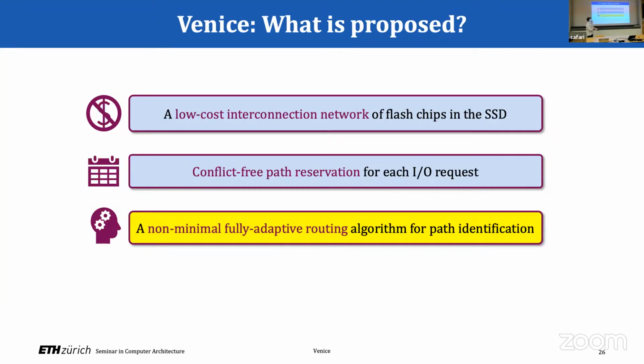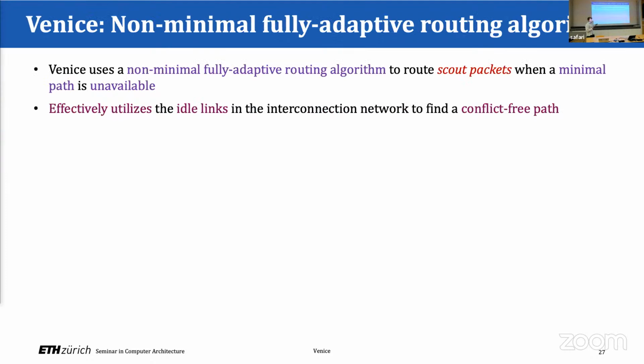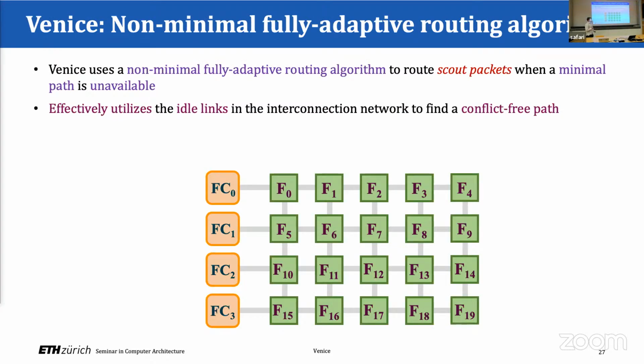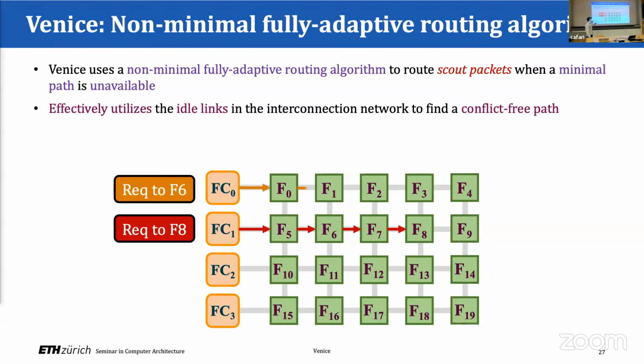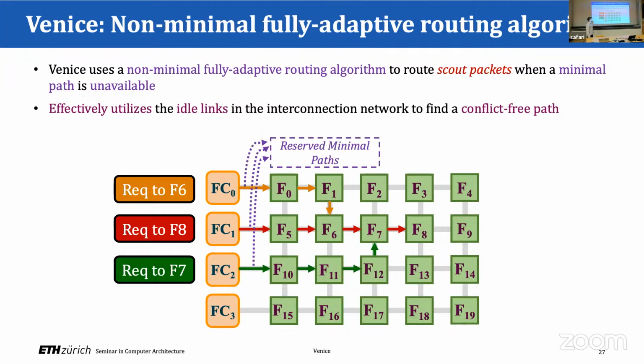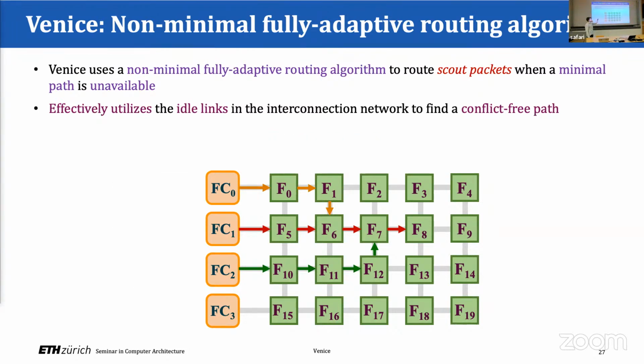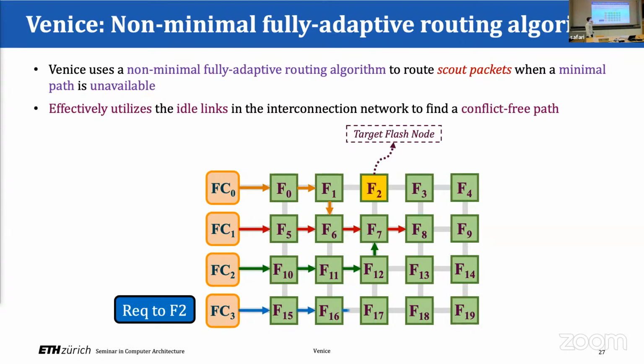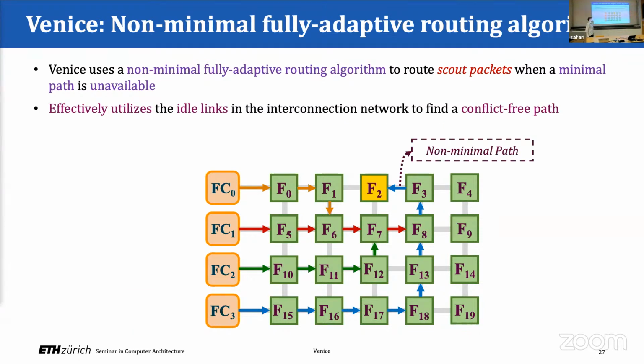So now let's look at the non-minimal fully adaptive routing algorithm. Whenever there is a minimal path, it tries to use this minimal path, and it only uses its non-minimal fully adaptive routing when there's no minimal path. Now those three requests all have a minimal path, and they have reserved paths for their purposes. Now we would like to access flash node 2, and we have a request. So the non-minimal fully adaptive routing algorithm routes the packet with a non-minimal path to its destination.